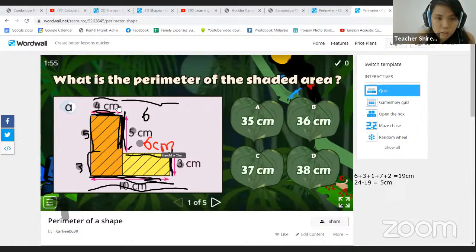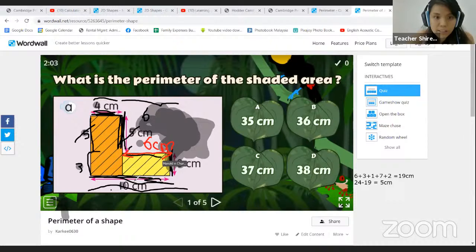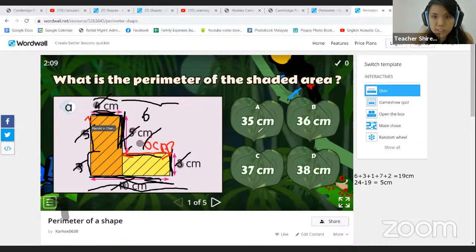Okay. So this one, what you get is 5 plus 5, 10 plus 10, 20, 30. So it's 36. Answer is 36. Got it?